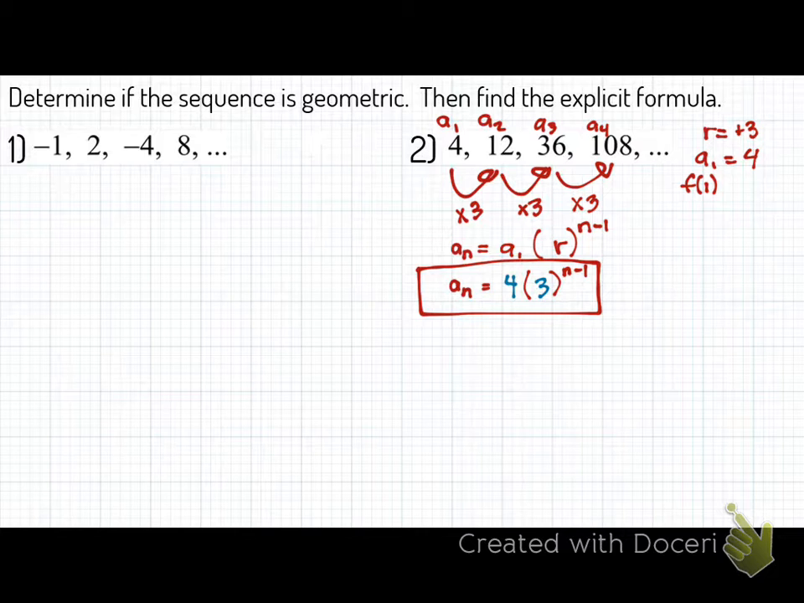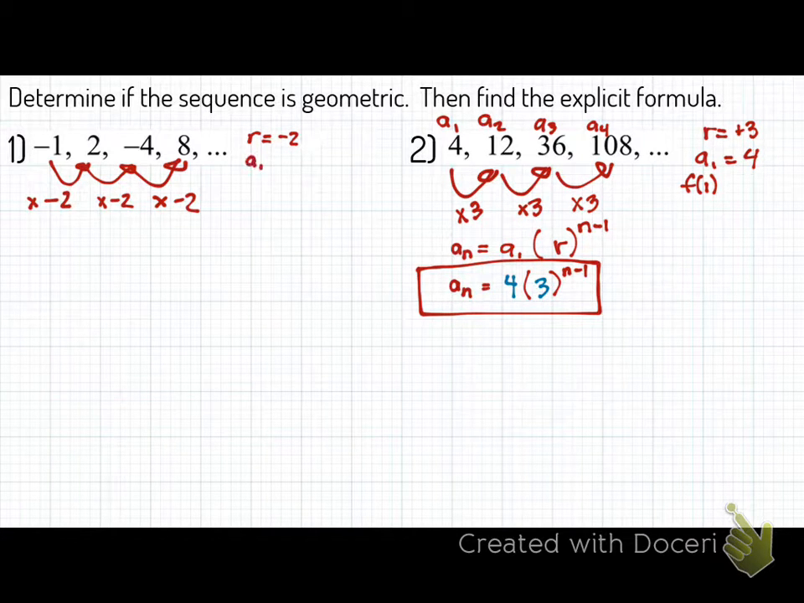-1 times -2 is +2. +2 times -2 is -4. -4 times -2 is +8. Y'all see that? Yes. Awesome. So what we're going to do now is identify the ratio as -2, right?